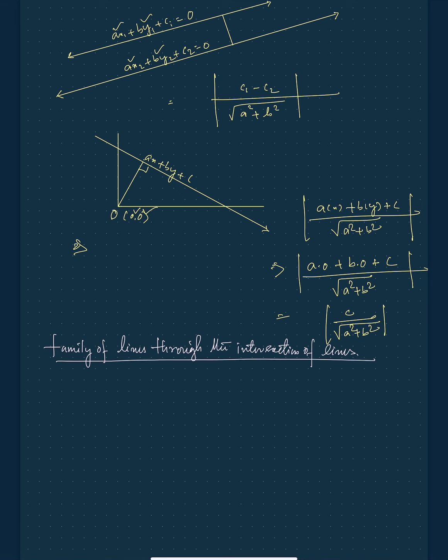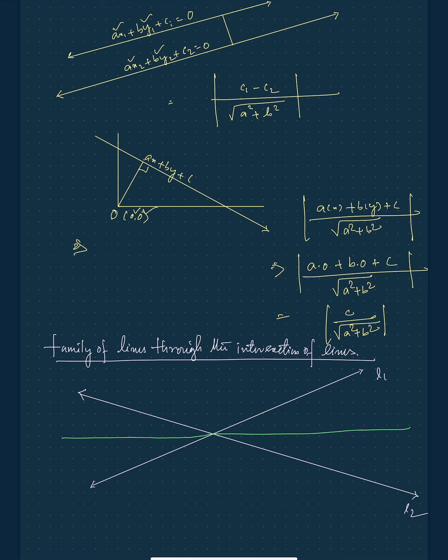Now you see that suppose this is one line and this is another line. Suppose this will be L1 and this will be L2. Then we need to find the equation of another line which passes through this intersection point. So we need to find the equation of this line.